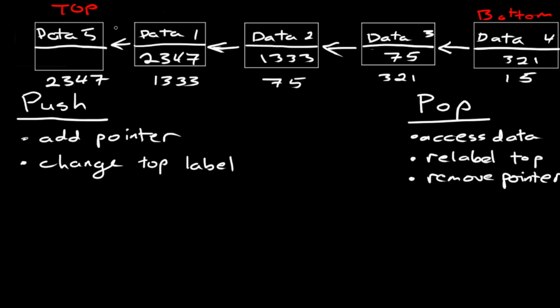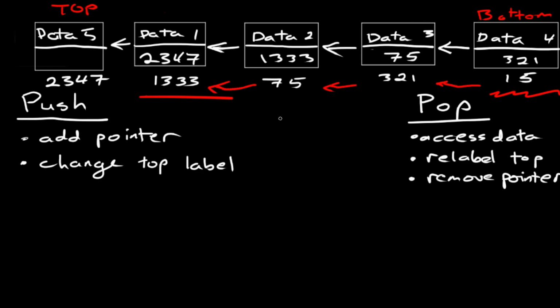So when I relabel the top, like I did here, in order to do that, I need to actually have access to this second piece of data in order to give it the label. But the problem is I only have access to the top of the stack, right? How do I actually get the computer to go to this piece of data? The only pointer I have going to this is from data 2. And the only pointer I have going to that is from data 3, right? So the only way I can actually get to this piece of data is if I start at the bottom of the stack and then follow that chain of pointers through until I get to this piece of data.